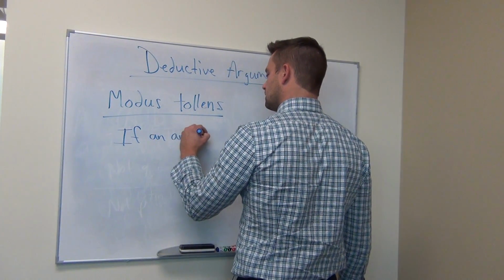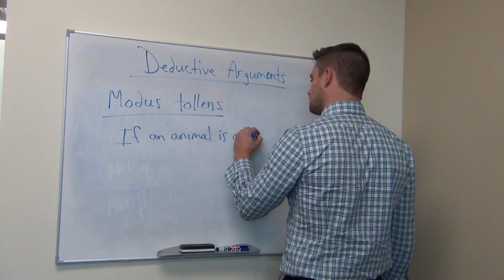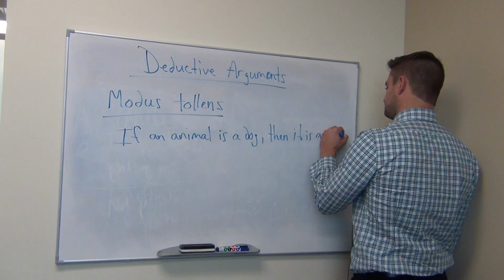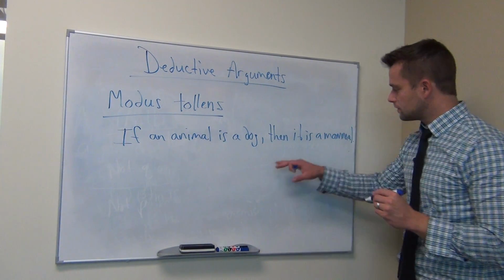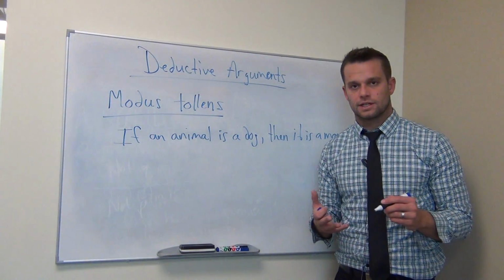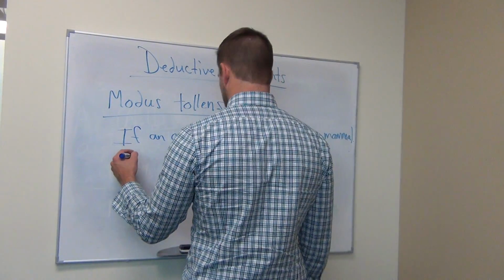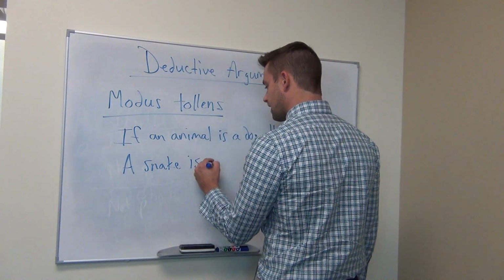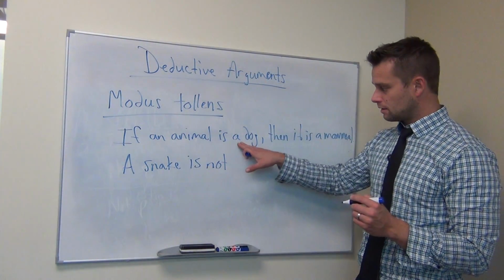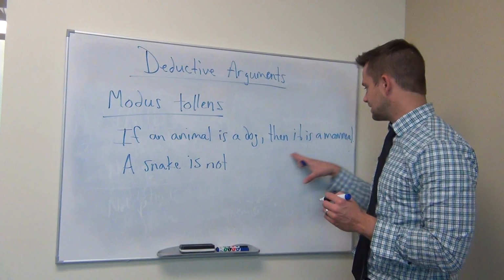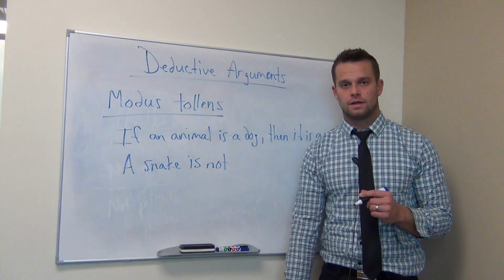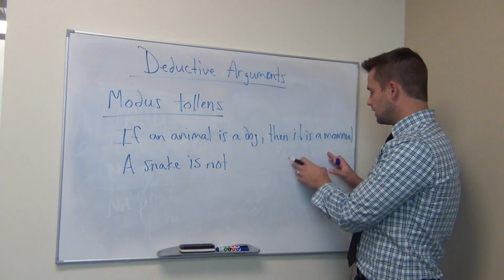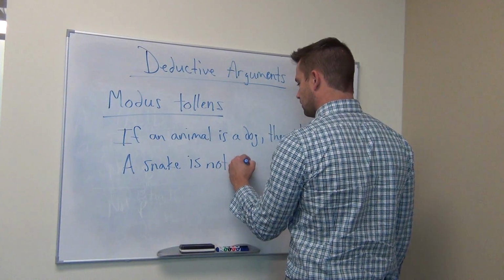If an animal is a dog, then it is a mammal. Remember, an if-then statement is called a conditional statement. A snake is not, what do we negate here? Do we say a snake is not a dog, or do we say a snake is not a mammal if it's modus tollens? Correct. We negate the consequent, the second part, we negate mammal. A snake is not a mammal.